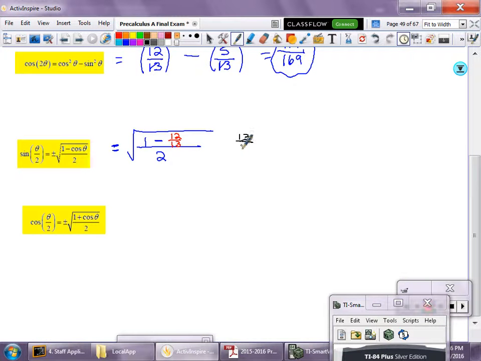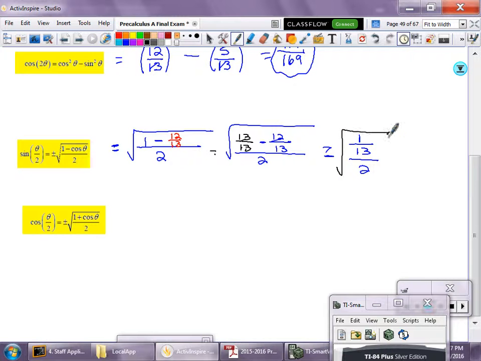So this will be 13 over 13. A number divided by itself is 1. So all I'm doing is substituting. All of this is still over 2 minus 12 over 13, which is our cosine value. Now we're able to subtract. The denominators have to be the same in order to add or subtract fractions. And this is going to be positive 1 over 13 divided by 2, and all of this value is underneath the radical.